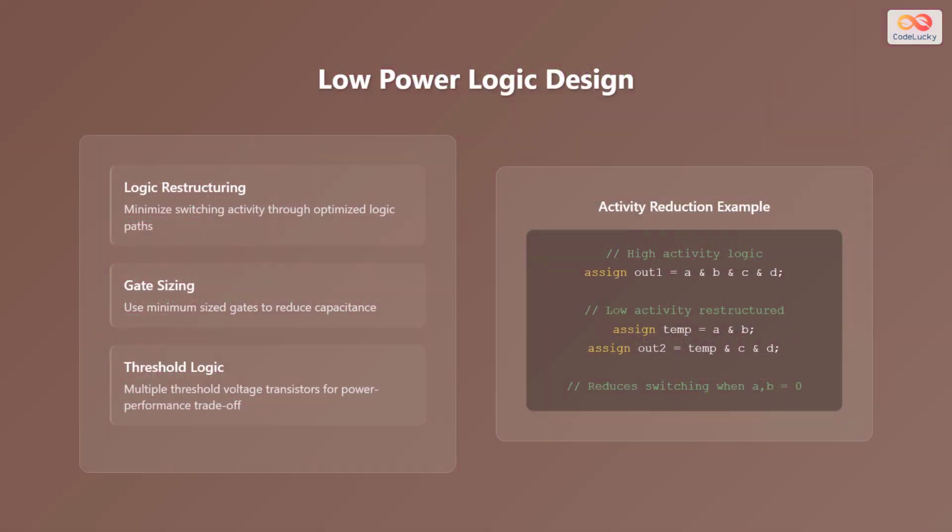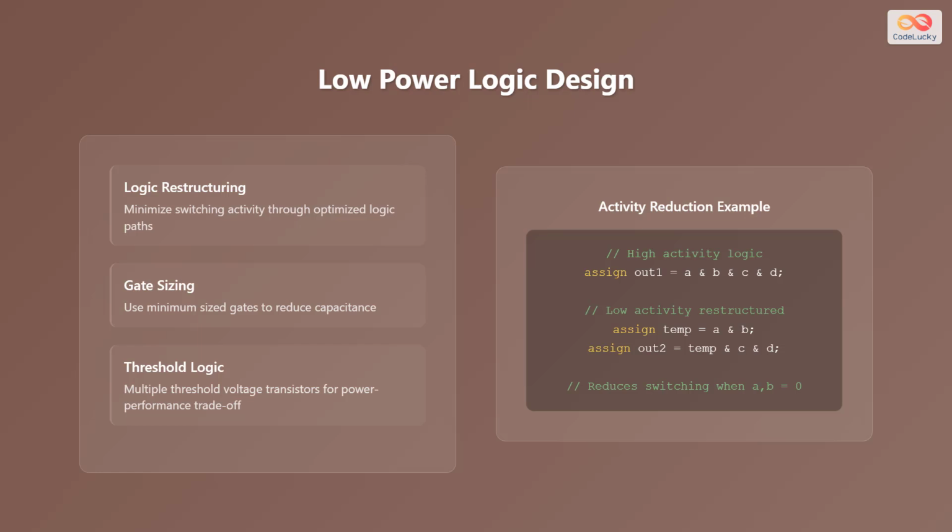Low-power logic design involves optimizing the logic implementation to reduce power consumption. Logic restructuring minimizes switching activity through optimized logic paths. Gate sizing involves using minimum-sized gates to reduce capacitance. Threshold logic utilizes multiple threshold voltage transistors to achieve a power-performance trade-off.